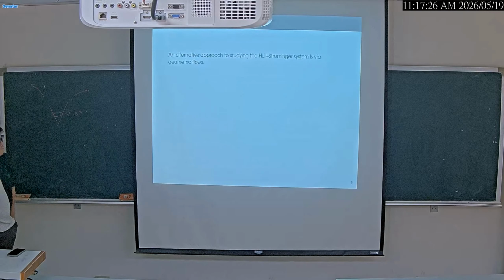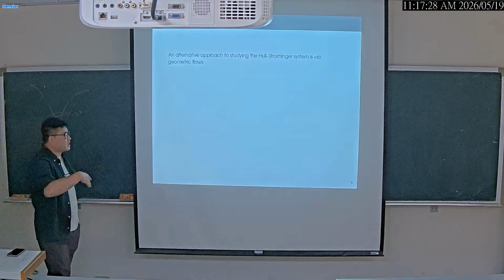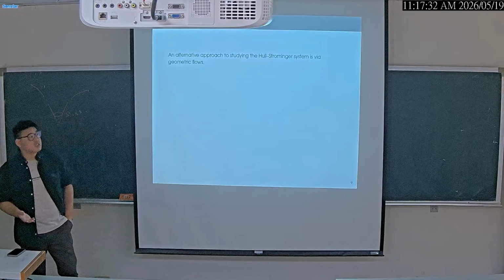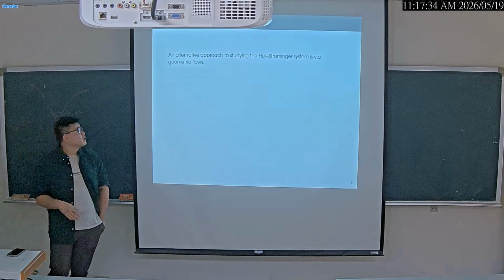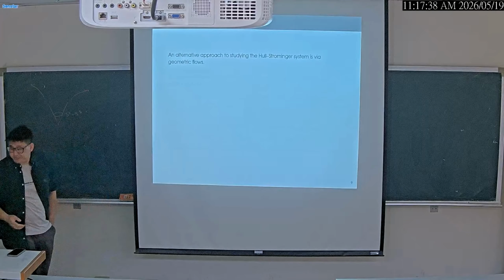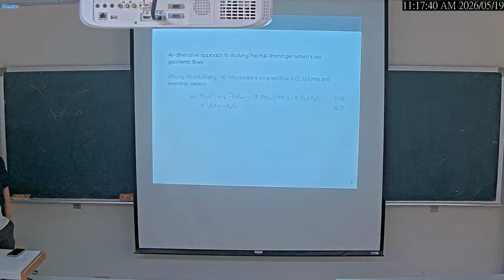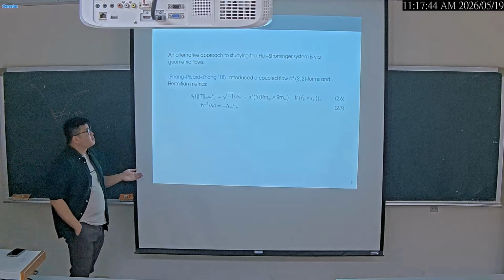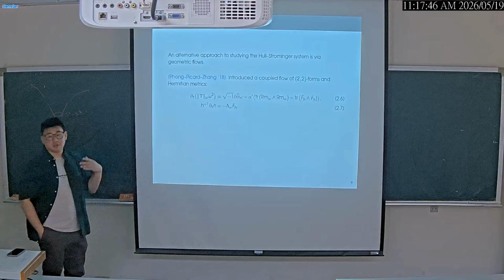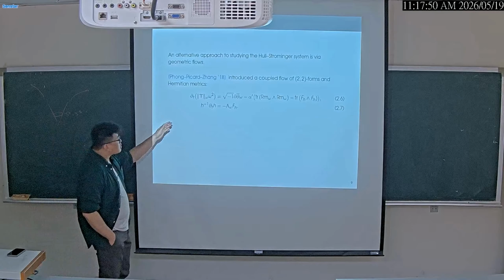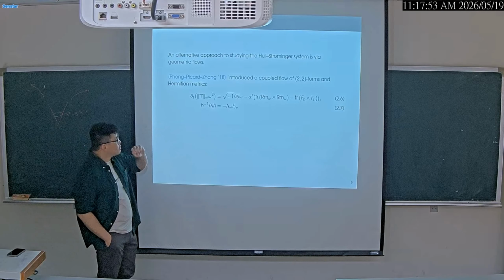Okay, so now we start introducing the second part of the title of the talk, which is geometric flows. So we have this system of equations that we want to solve. Another approach to trying to solve the system is using a geometric flow. Okay, so Fong, Picard, and Zhang have introduced a coupled flow of 2-forms and Hermitian metrics in an attempt to solve the system. So again, you can look at the system, this coupled flow.